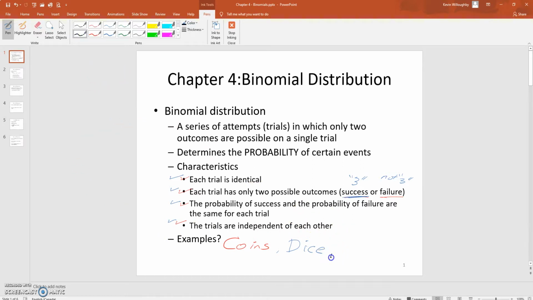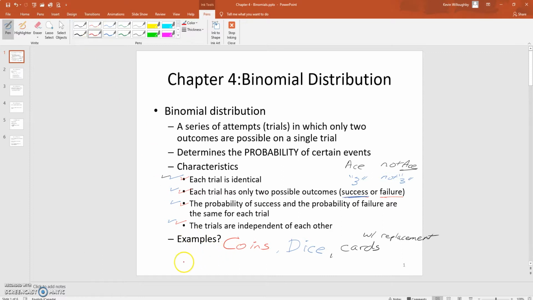Let's talk about maybe cards, because these are things that are going to be always independent. So cards with replacement. We pick one card, we put it back in. So there's always 52 cards. We are trying to pick maybe an ace. Each time we pick a card, the trials are identical. Each trial does have two possible outcomes. Looking for an ace would be success, and a failure would be anything except that ace, so not an ace. The probability does not change if we put the cards back, and the trials are independent of each other. So those are some good examples.